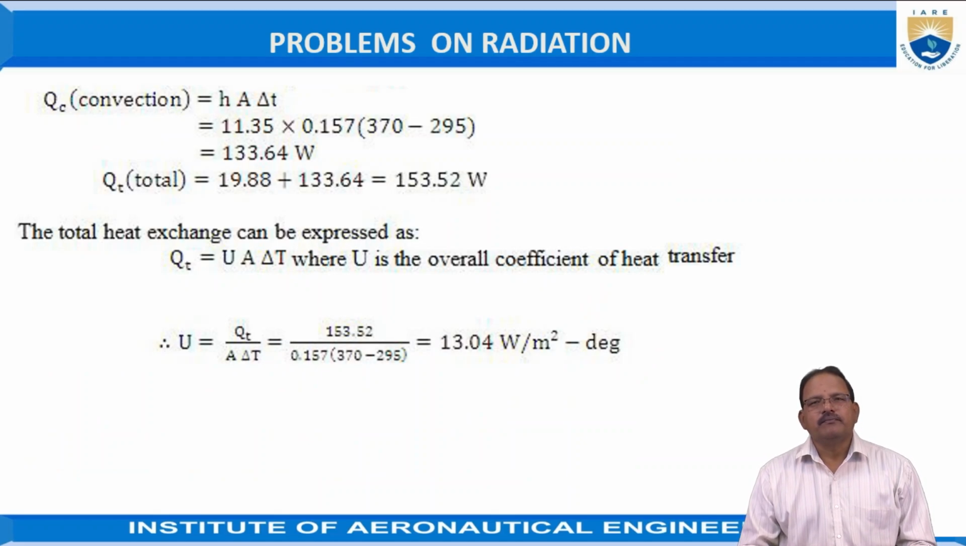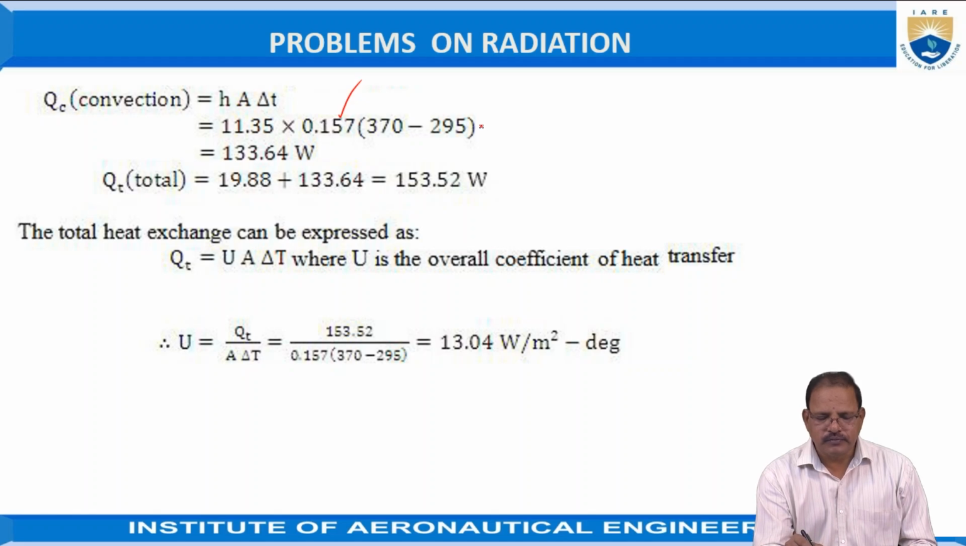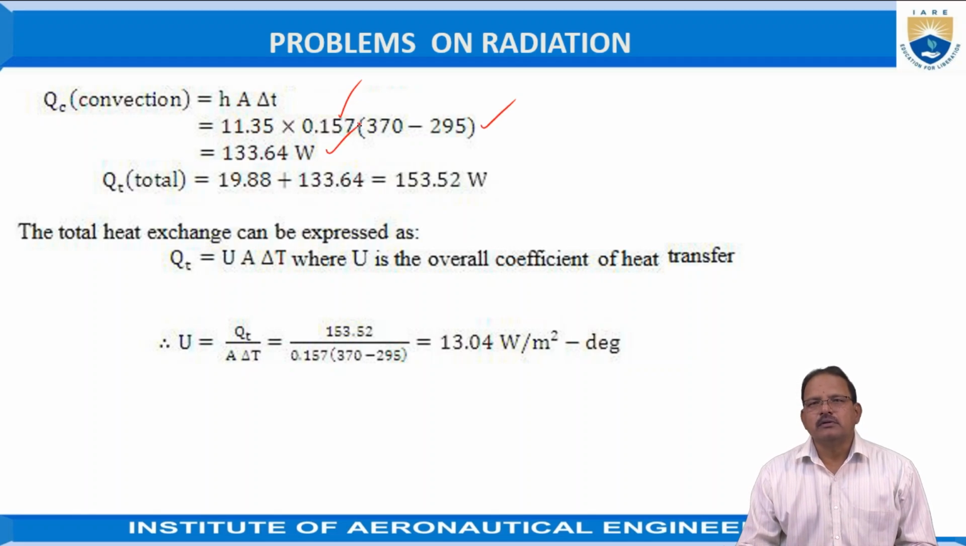Now QC is representing the heat transfer through convection, which is given by the relation H into A into delta T, where H is representing the convection heat transfer coefficient, which is given as 11.35. A is the surface area, which is given as 0.157. Delta T is the difference of temperatures, which is 370 minus 295. According to these calculations, we got 133.64 watts.